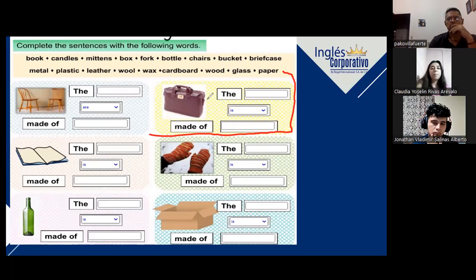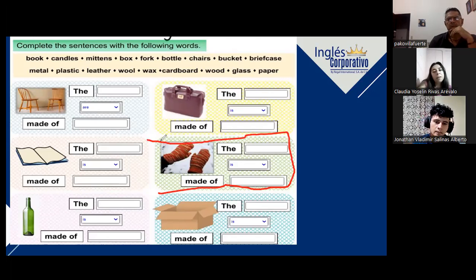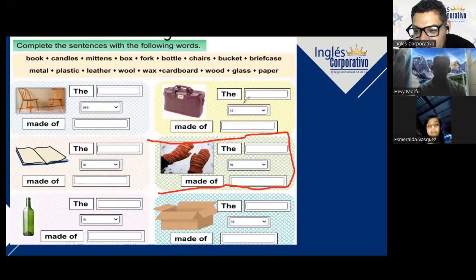All right, thank you. What else can we say? Otro nombre, ¿lo conocemos? Gloves, right? The gloves are made of what? Cotton. Plastic. Wool. Podría ser de wool. Wool. Por el material, right? Thank you. All right. Cotton. Maybe. All right. That's okay.